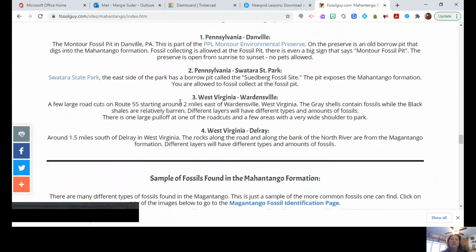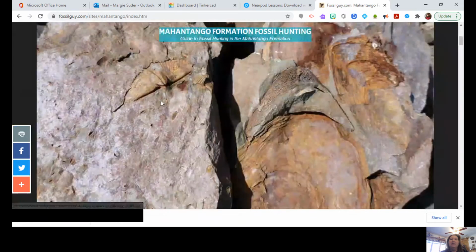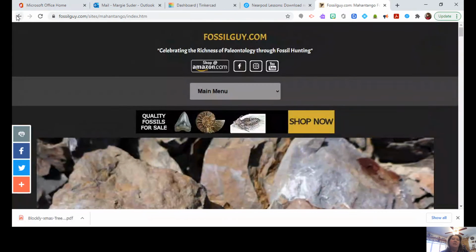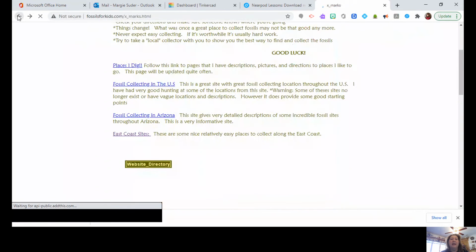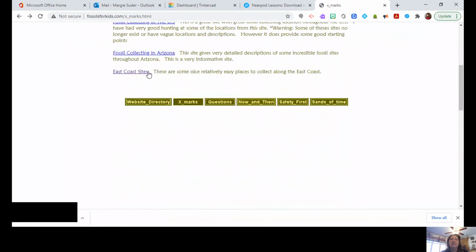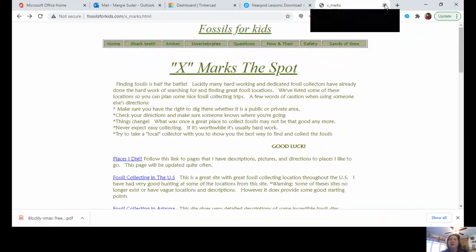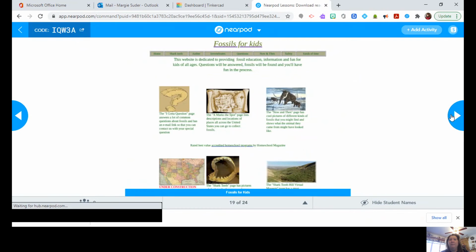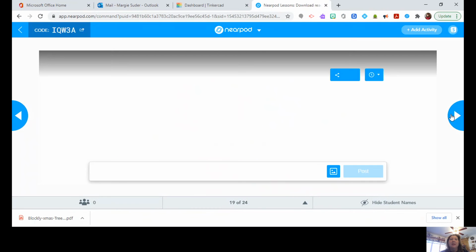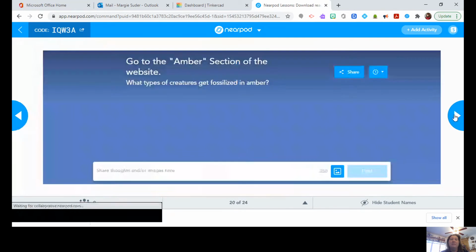So if you ever want to go on a little vacation close to home and collect fossils, here is a good place for you to go. So these are good places for you to look at. And this is under X marks the spot, and it's under East Coast sites. So I just wanted to share that with you so you could learn a little bit more about fossils as well. Okay, so we've explored the now and then and looked at some of the different fossils.